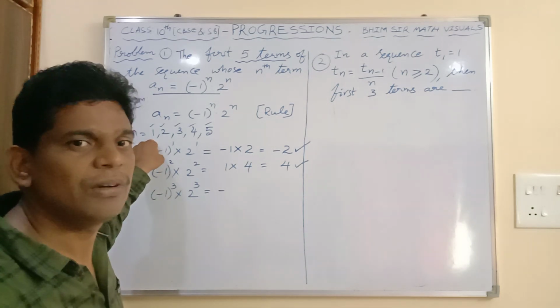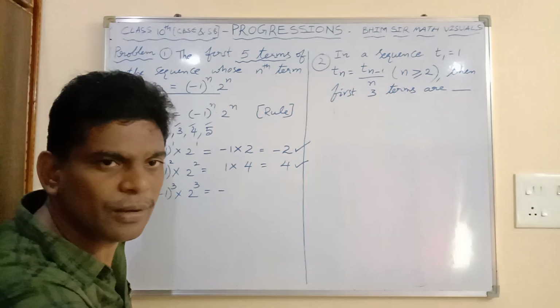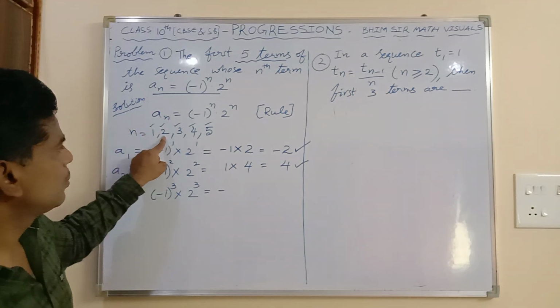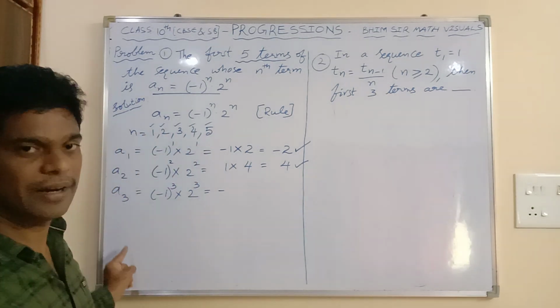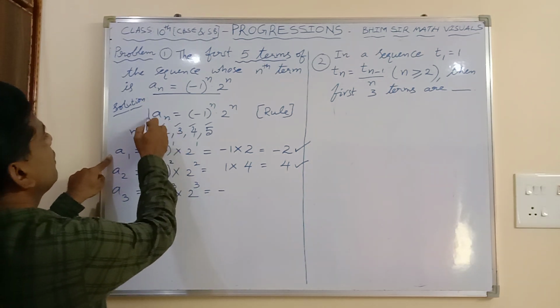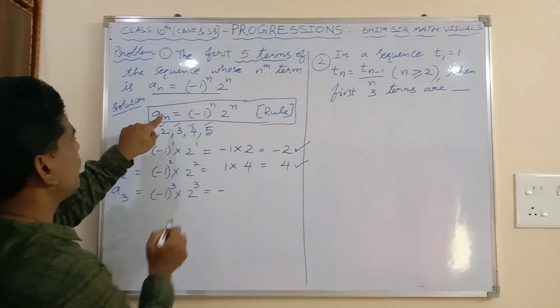A vegetable seller, how will he calculate? How many brinjals are there? How many tomatoes are there? Starting from 1 only. So 1, 2, 3, 4, 5. If you substitute, you will get the first 5 terms. First you substitute n = 1 in the given rule, then you will get the first term.